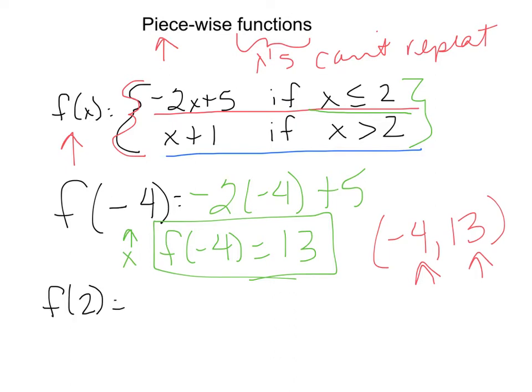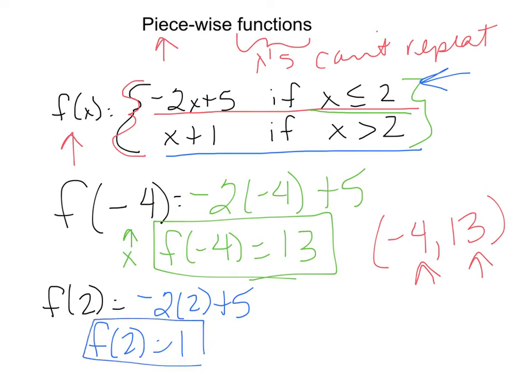Cool. Let's do one more. What if we wanted to find f of 2? Are we plugging that one into the bottom one or the top one? Yeah, into the top one again, because it's or equal to 2. So if I want to find f of 2, remember your x's can't repeat, so it can only go into one of them. And because it's or equal to 2, that's what makes it the top. Good. So negative 2 times 2 is negative 4, plus 5 gives me f of 2 equals 1. And again, you can write that as a coordinate point. I'm really just looking for it in function notation right now.